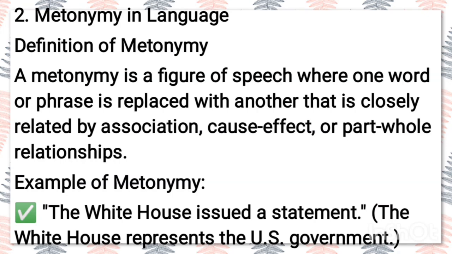Metonymy in language. Definition of metonymy. Metonymy is another figure of speech in which one word or phrase is substituted for another with which it has a close association or relationship. Unlike metaphors, metonymy relies on contiguity, that is, things being close together in space, time, or concept, rather than similarity. For example, the White House issued a statement. This means the White House represents the USA government or president.